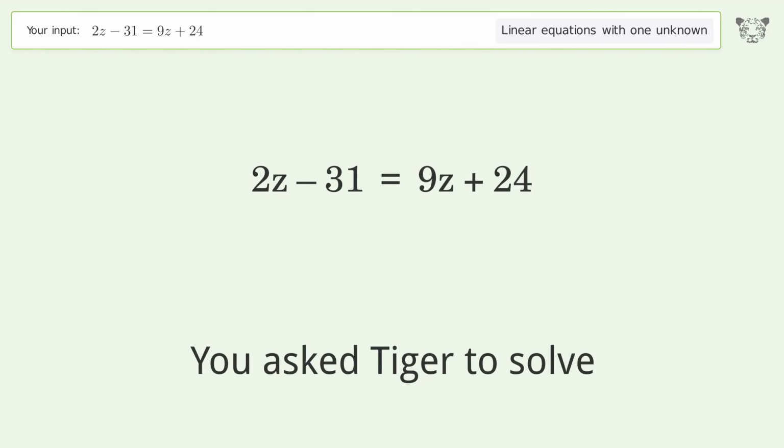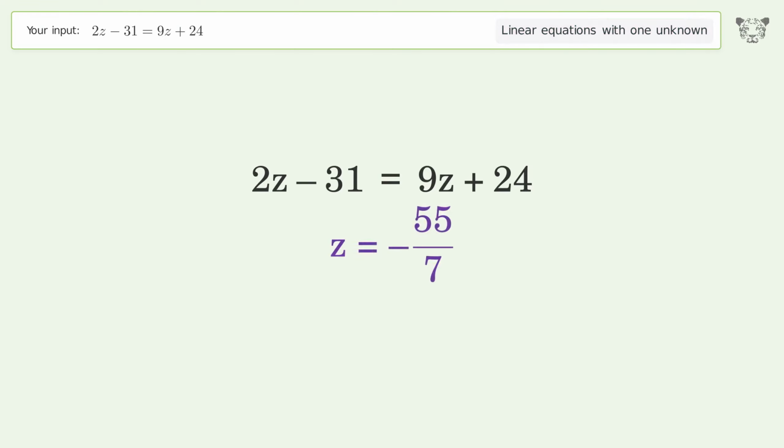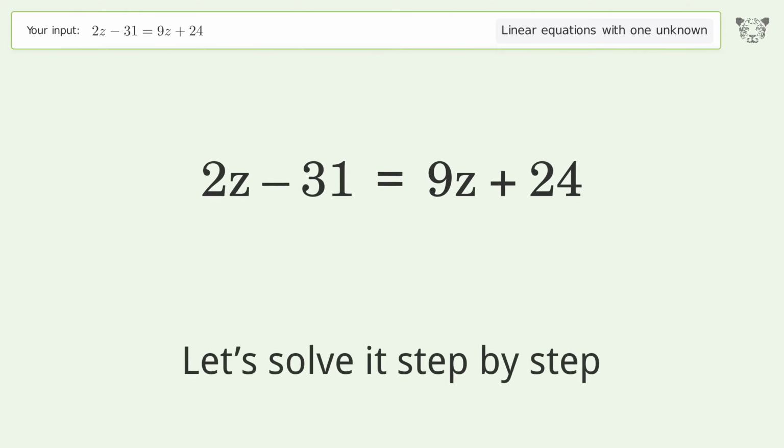You ask Tiger to solve. This deals with linear equations with one unknown. The final result is z equals -55/7. Let's solve it step by step.